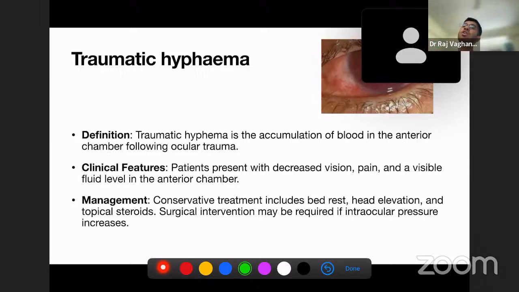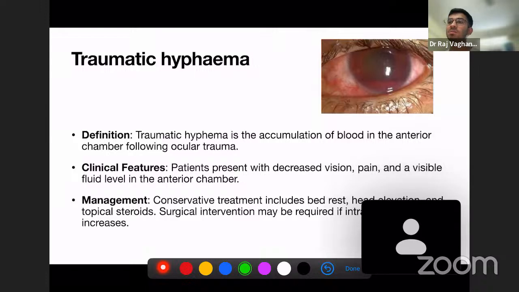Now we are going to discuss traumatic hyphema. What do you mean by traumatic hyphema? Hyphema means bleeding into the anterior chamber, and why is it bleeding? Due to some kind of trauma. You can see in this patient, what is happening. I'll draw it with yellow color. Just focus on the image.